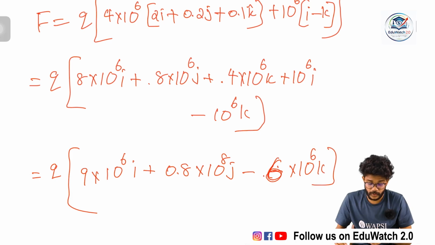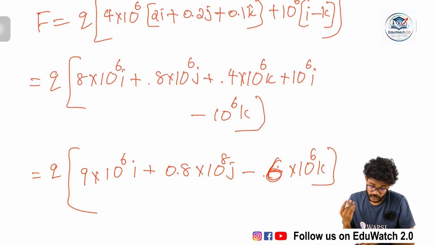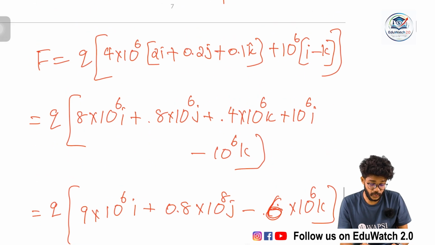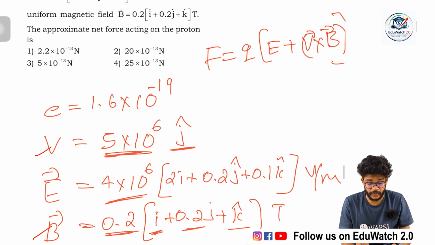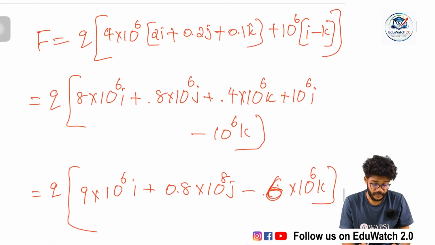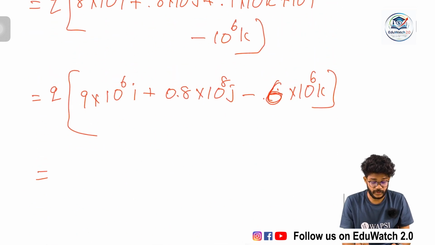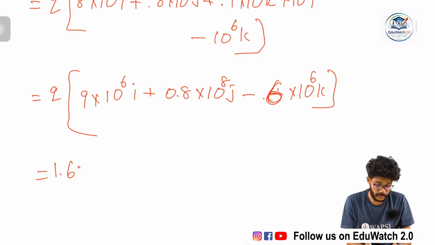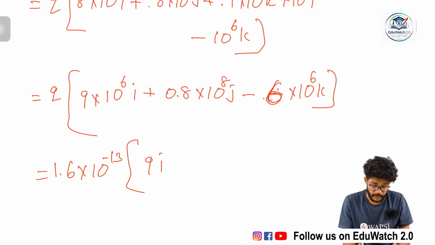So in all these quantities we can take 10 raised to 6 to the outside. Okay, and what is q? q is nothing but 1.6 into 10 raised to minus 19, that is multiplied by 10 raised to 6. So 1.6 into 10 raised to minus 13 inside the bracket 9i plus 0.8j minus 0.6k.